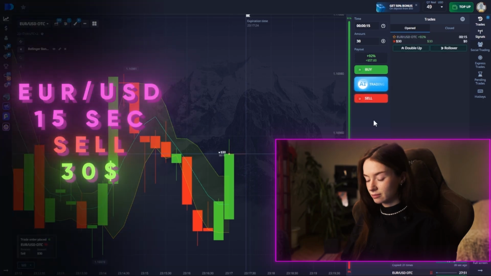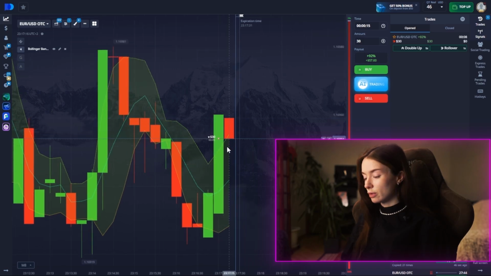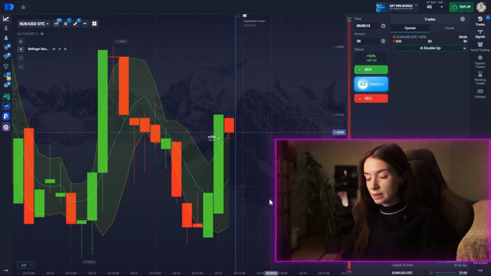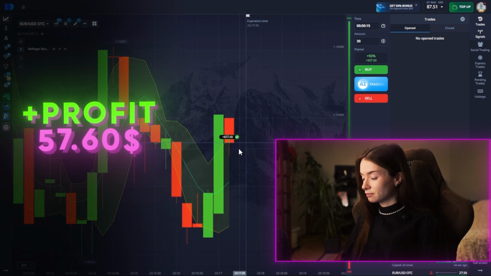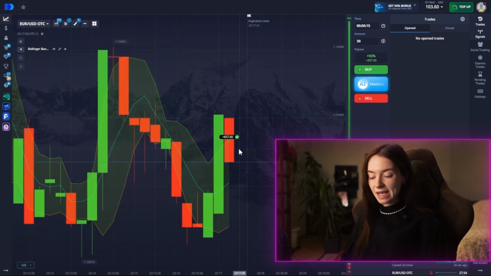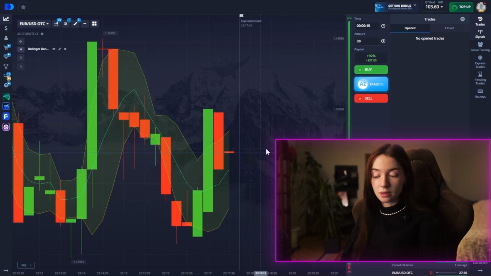Entered. Now a reversal is quite possible because it's touching the upper band, and here it is, the candle appears. Let's see how strong it will be. It's going down nicely, and we close in profit. As you can see, we already have $100 on the balance. That's twice our initial deposit.